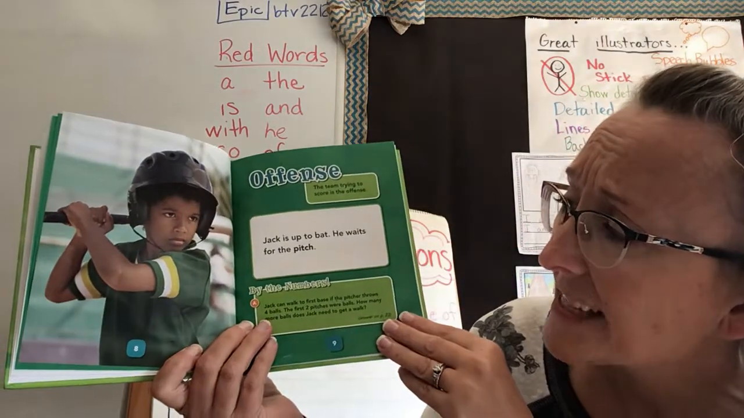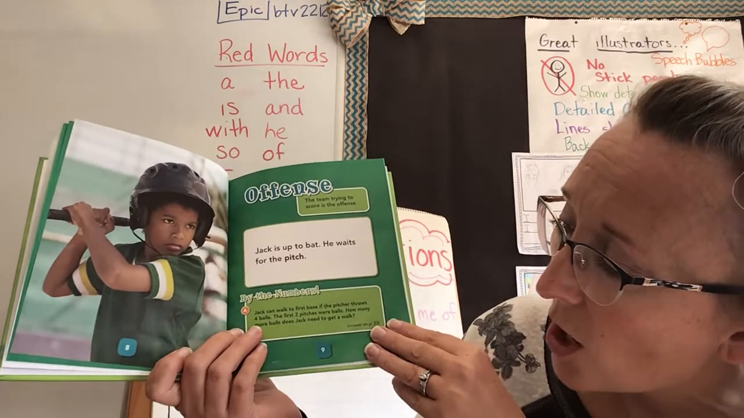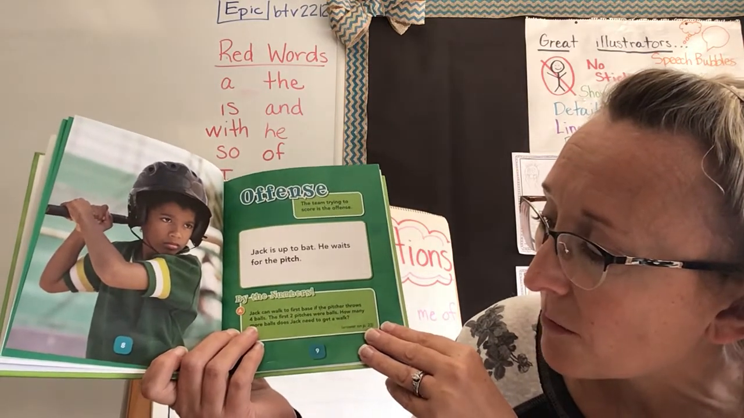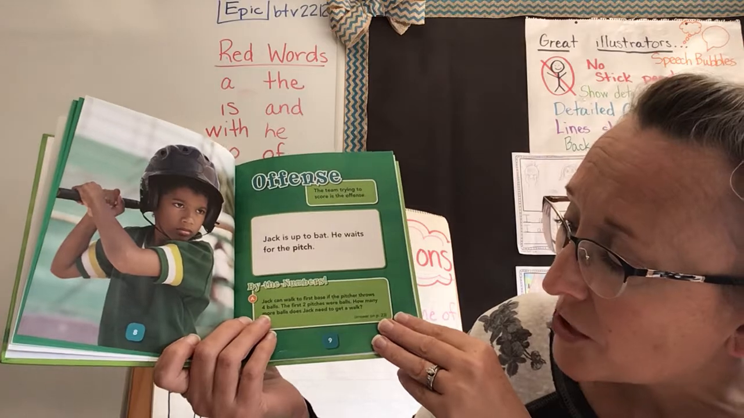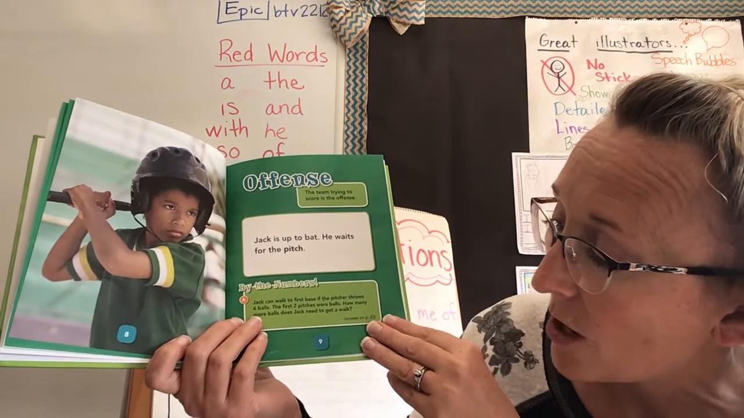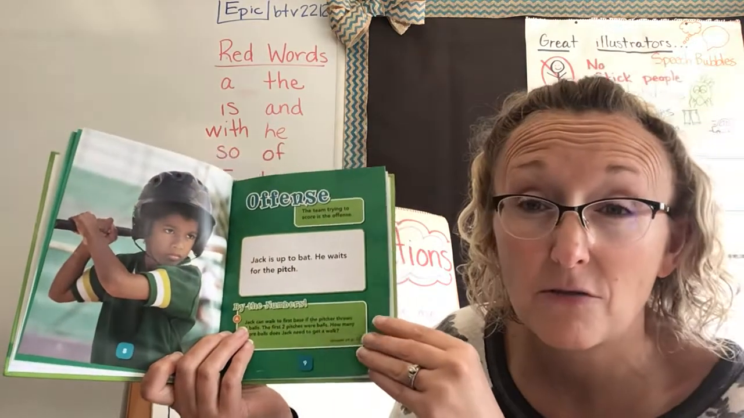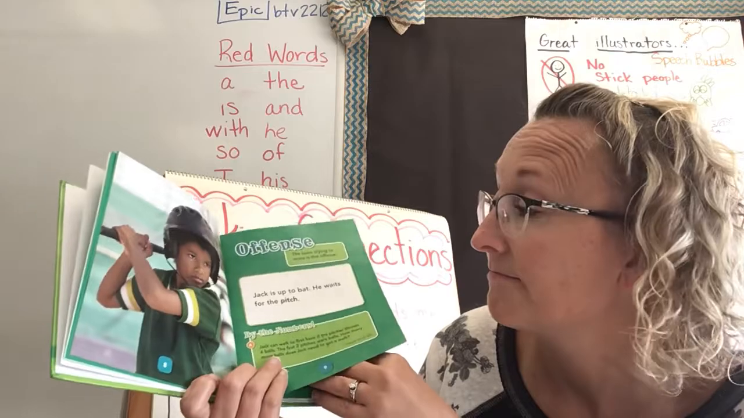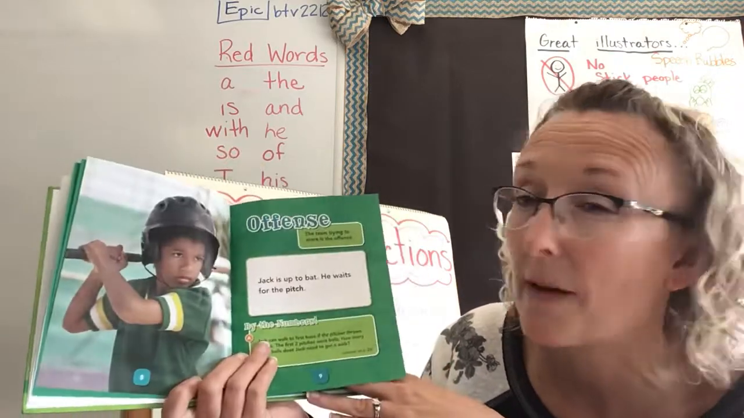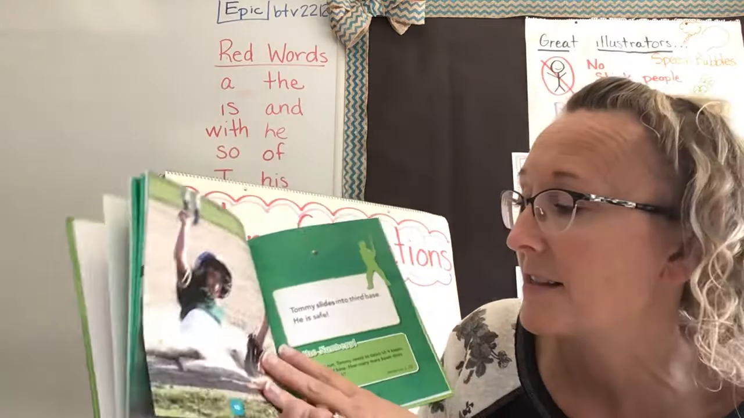Offense. Jack is up to bat. He waits for the pitch. Here it says Jack can walk to first base if the pitcher throws 4 balls. The first 2 pitches were balls. How many more balls does Jack need to get a walk? Well, if you have to throw 4 balls and he has 2, he only needs 2 more. So this is all about the offense. And that's the team trying to score, as it says.